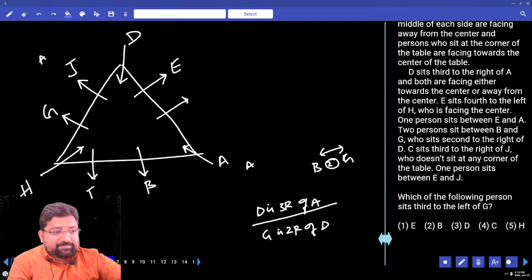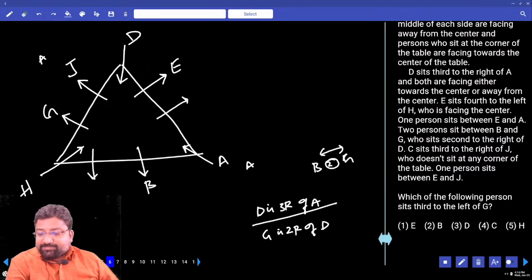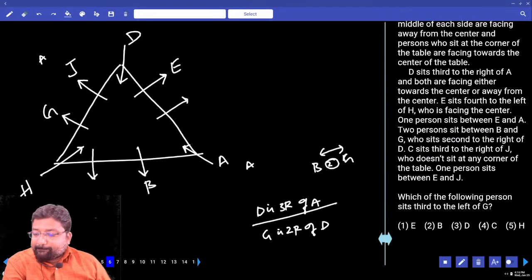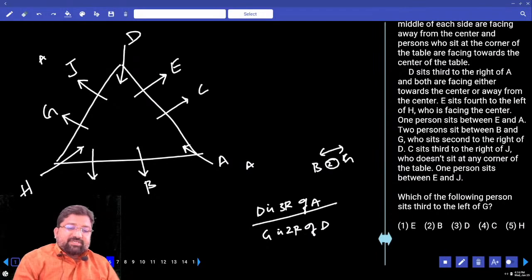C sits third to the right of J. So this is C. This is F. Clear?